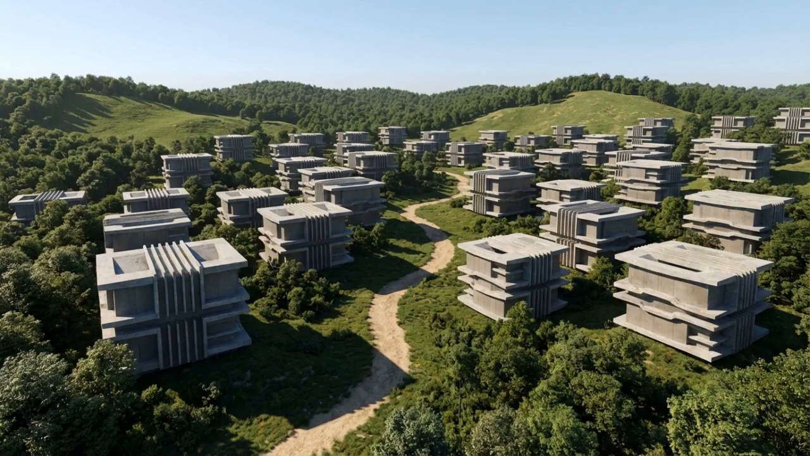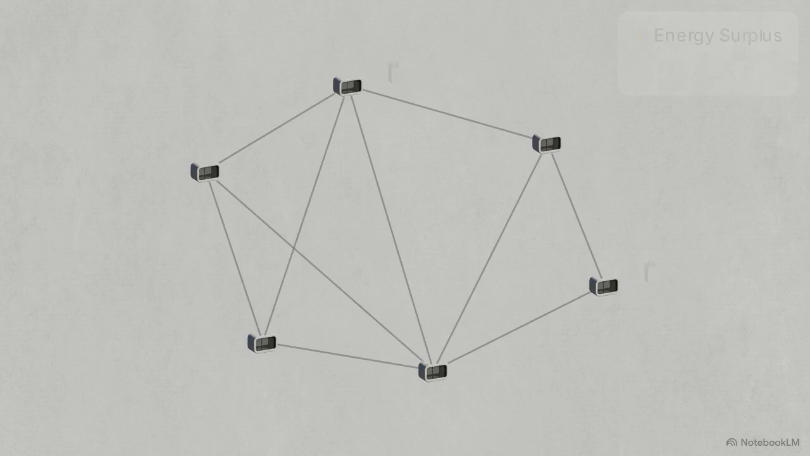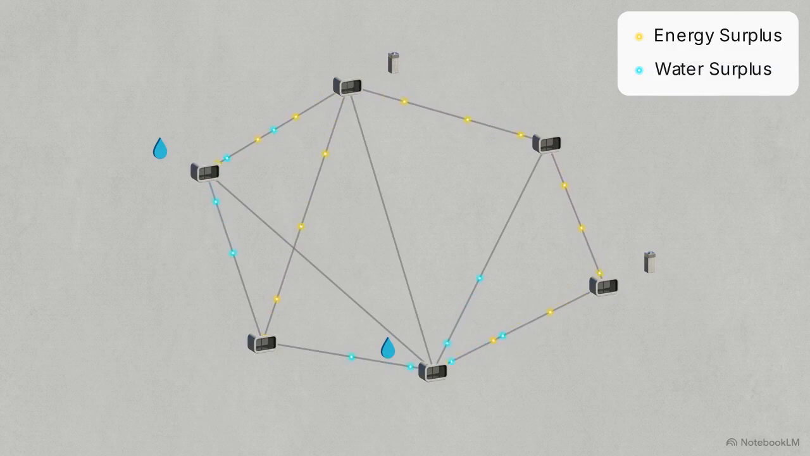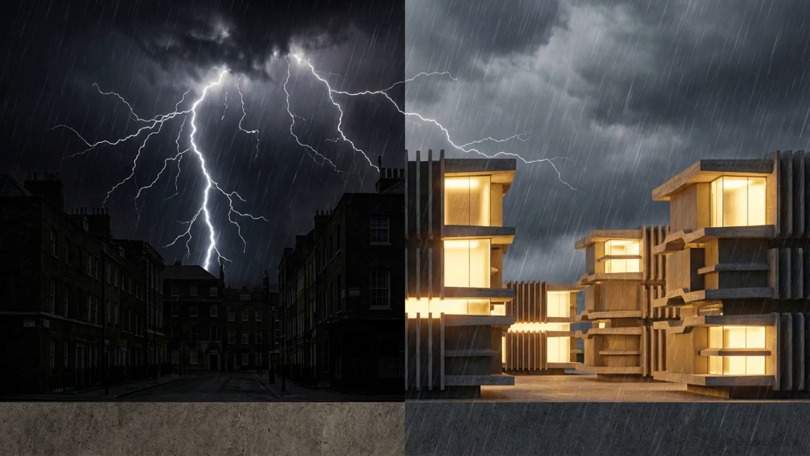This rendering shows an entire neighborhood where modular capsules are integrated directly into the local landscape. These units can be linked into a microgrid. A microgrid is a localized power network that allows neighbors to share energy. As this map shows, water and power move horizontally between houses, allowing one unit's surplus to support another. This decentralized network ensures that the community stays powered even during extreme weather events that typically shut down centralized power plants.